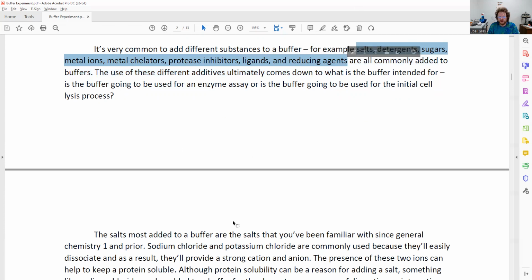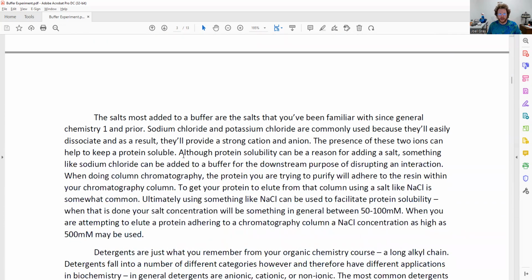Now, all of these different things have different purposes. For instance, metal ions and metal chelators. Well, a metal chelator is basically a molecule that's going to grab onto a metal and kind of suck it out of solution. Metal ions, on the other hand, would be the opposite of a metal chelator. So whenever you're preparing a buffer, if you've been given a recipe for a buffer, it's important to know what you're adding and why you're adding it. Salts, I would argue, are probably the most common things to add to buffers.